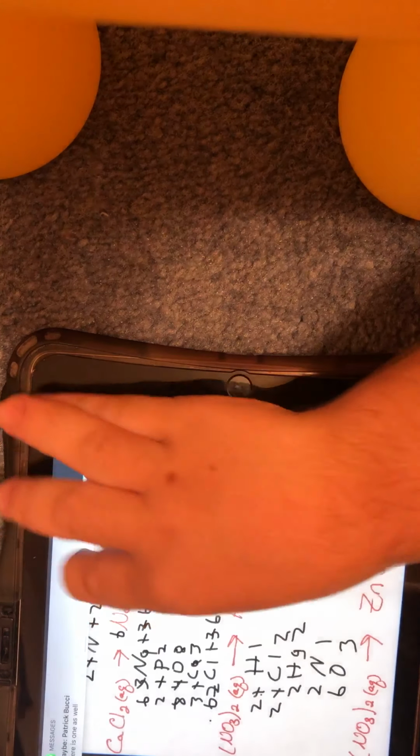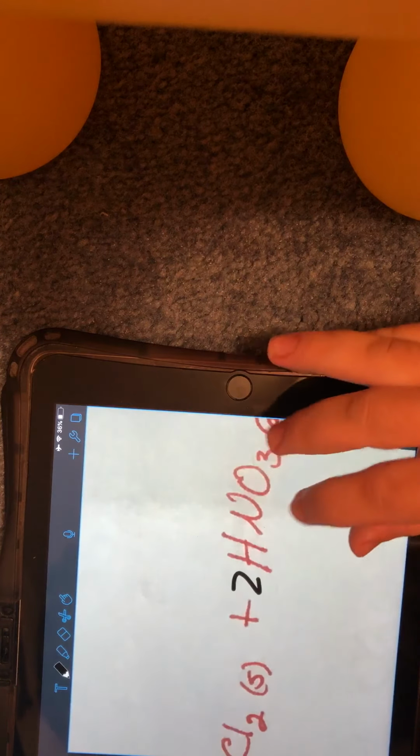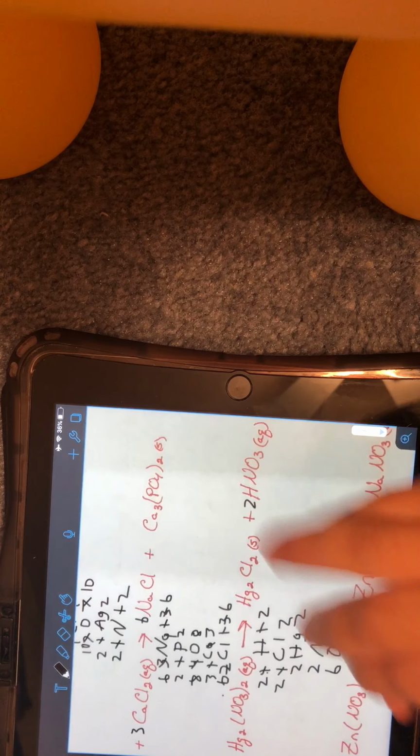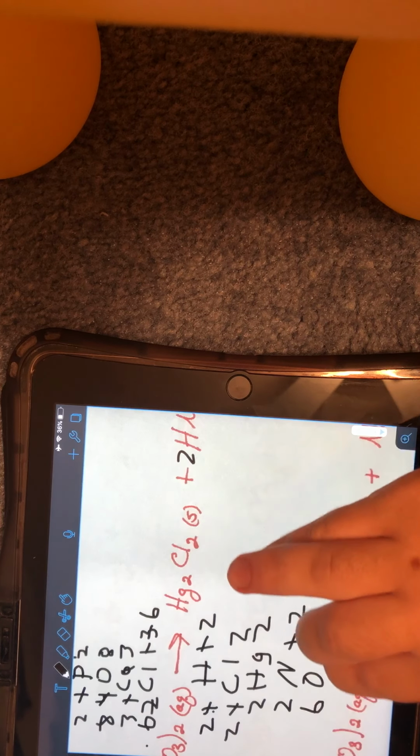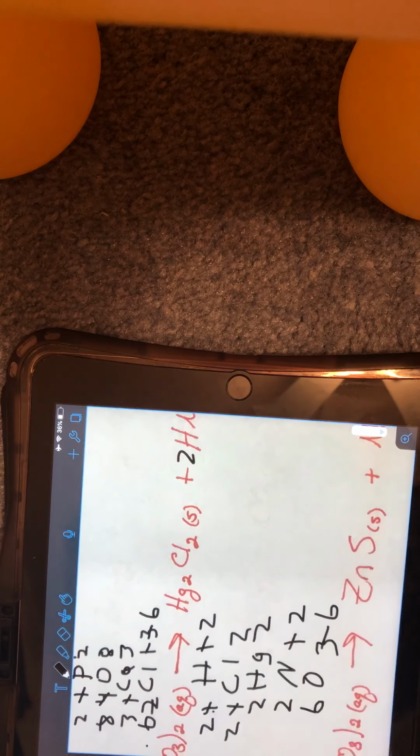So, H, you see, H you see is unbalanced. So we're gonna put a 2 in front of the HNO3, and we're gonna change the H to a 2, and look at that. Now it balances out. But we're also gonna change the NO3, because remember, it changes the whole compound. So we're going to change the N to a 2 and the O to a 6. And there you go.